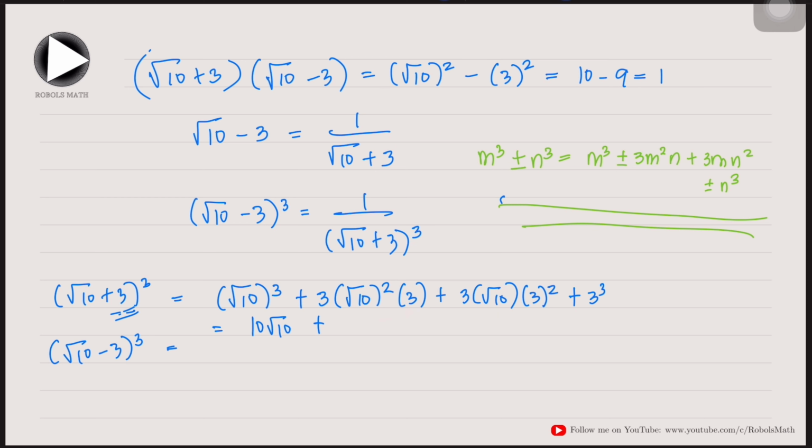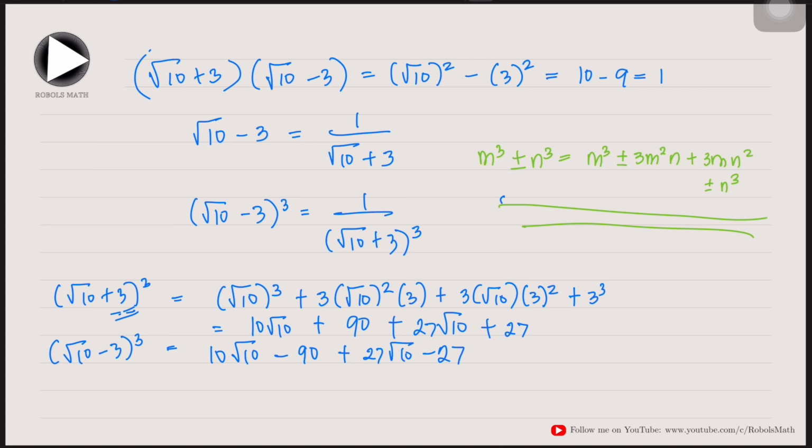So we get here 90. And then this one becomes 3 times square root of 10 times 9, which gives us 27 square root of 10. Then lastly, we have here 27. We can do the same method for the second one, and we'll get a very similar result, except that we have negative terms. So we get here 10 square root of 10 minus 90 plus 27 square root of 10 minus 27.